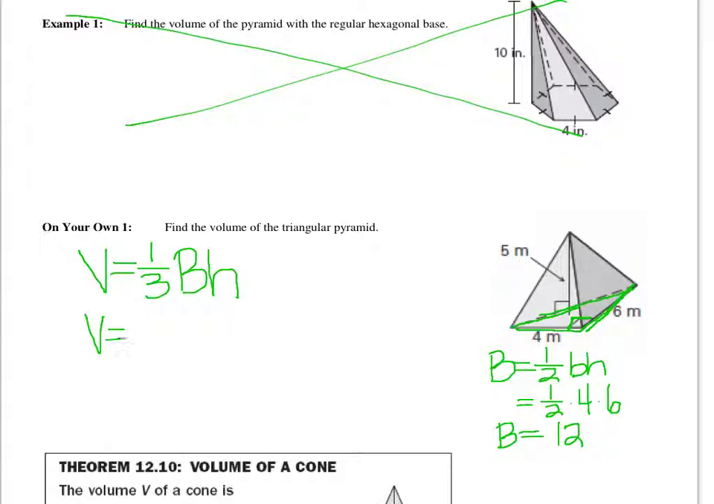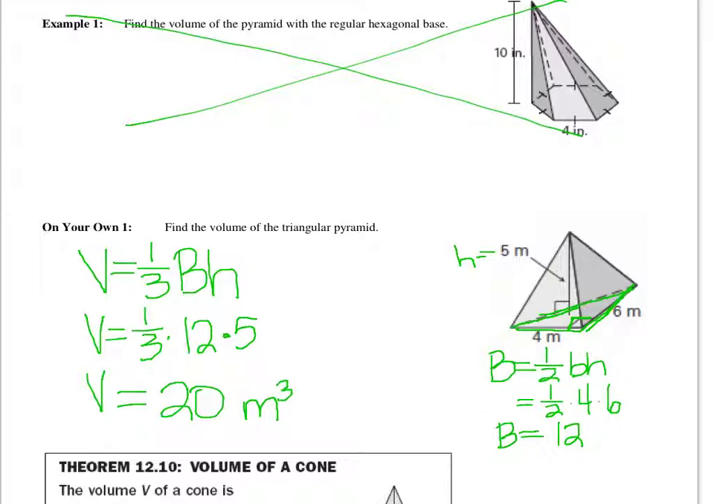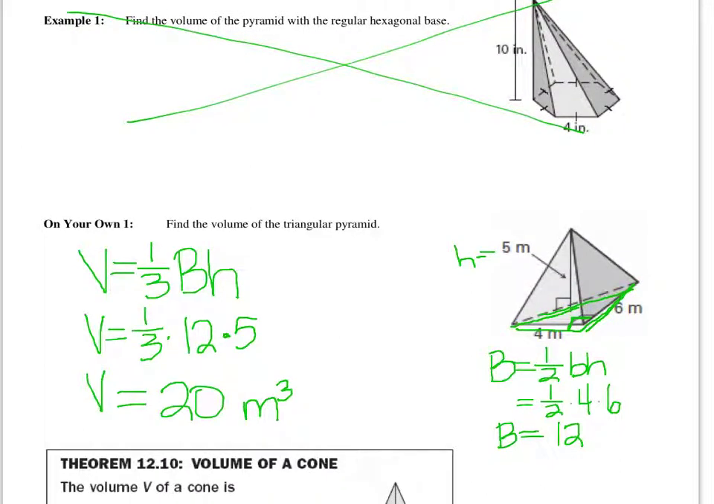So volume equals 1/3 times 12 times, they give me my 5 right here, that's my height. So times 5. If you do 1/3 times 12 times 5, you'll find that your volume equals 20. And remember, for volume, we're using our units to the third power. So it's 20 meters cubed. And this is my final answer.